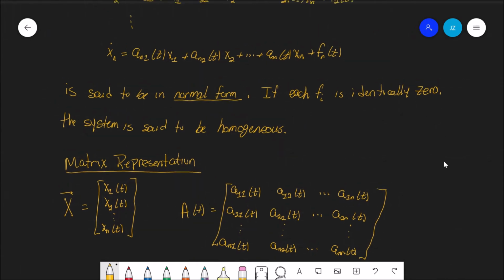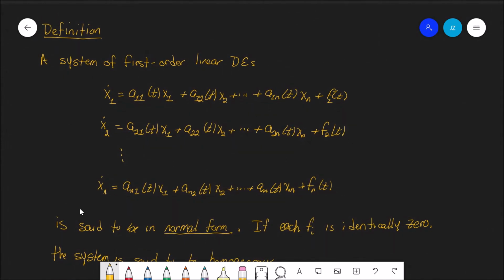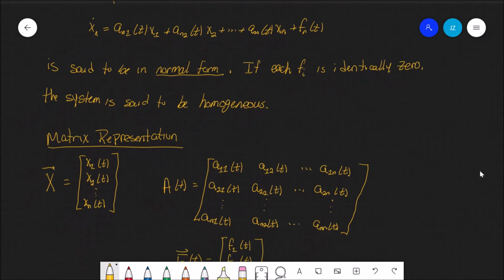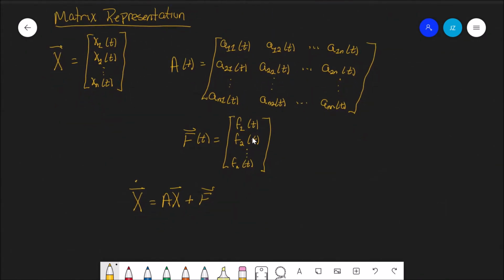If we now come back up and look at this system, you should recall that a solution to this system is a set of functions x1 through xn such that when they're plugged into each equation simultaneously, every equation is satisfied simultaneously. Well, since it's more convenient to deal with the matrix representation, we're now going to define what is known as a solution vector.